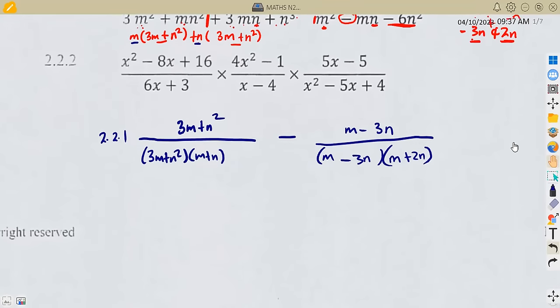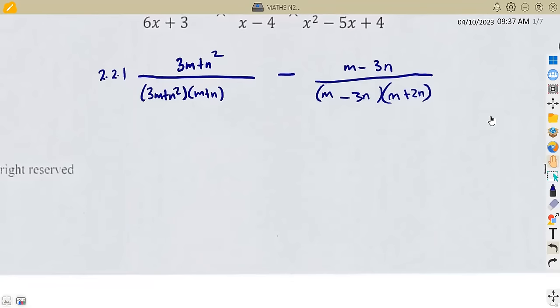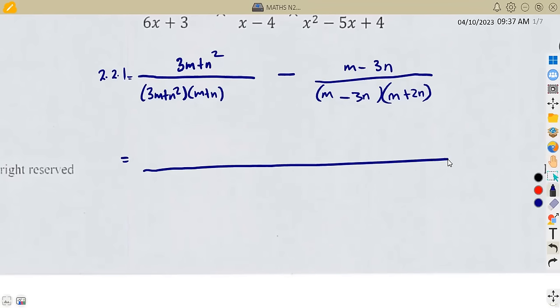All right, so that's what you're going to have. From this part now, we have factorized, and we can see we do not have any bracket which is common, so we can just determine our LCM direct. Remember that you're supposed to find the LCM of everything. In this case, none of these brackets is the same, so each bracket is going to be there. So it's 3m plus n squared into m plus n into m minus 3n into m plus 2n. Each and every bracket has to be present.